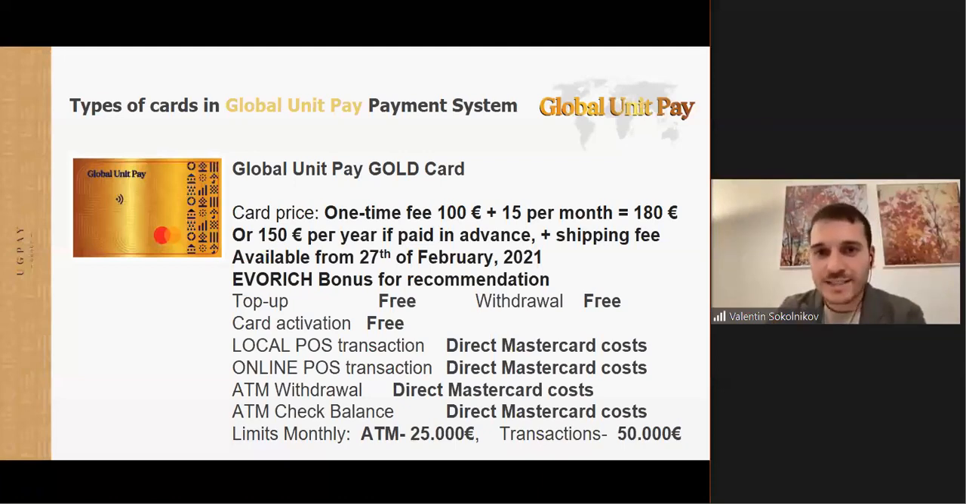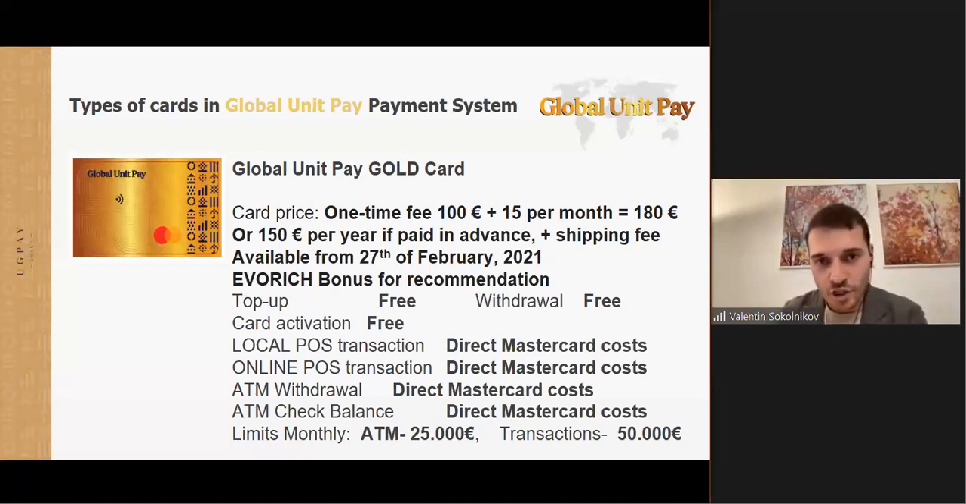Yes, here it is. So we have a one-off payment of €100 plus €15 per month, or you can pay €150 per year if you pay it in advance. It will be available preliminarily from the 27th of February, but we already ordered a preliminary sample to see how it's going to look like in real life. So when we see those cards, when we touch them, we see whether they're okay, whether they're comfortable, and then we make the final order for those cards to bear our logos.